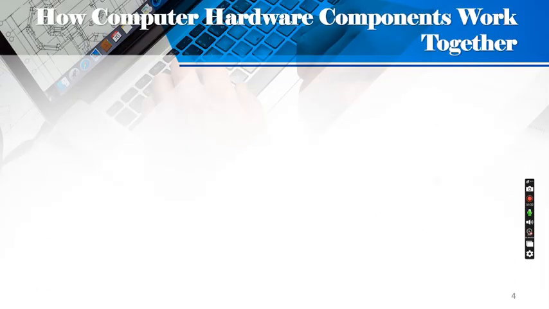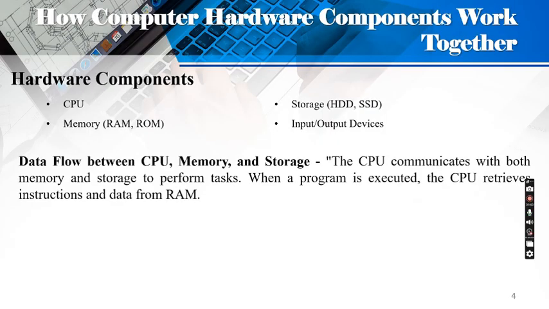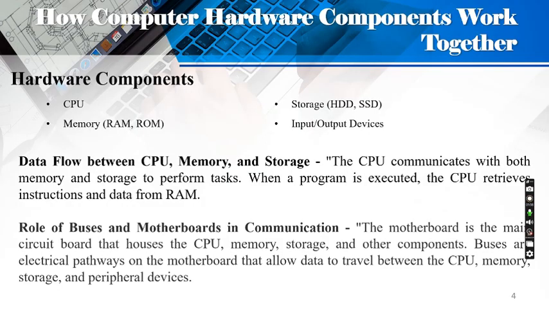How computer hardware components work together. Hardware components: CPU, memory, RAM, ROM. Storage: HDD, SSD. Input-output devices. Data flows between the CPU, memory, and storage. The CPU communicates with both memory and storage to perform tasks. When a program is executed, the CPU retrieves instructions and data from RAM.